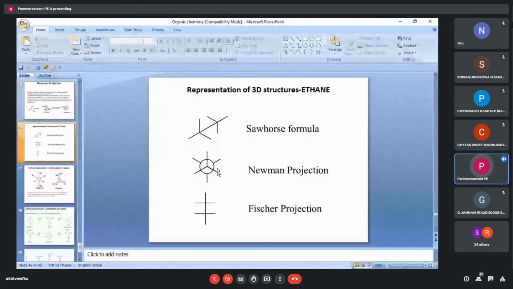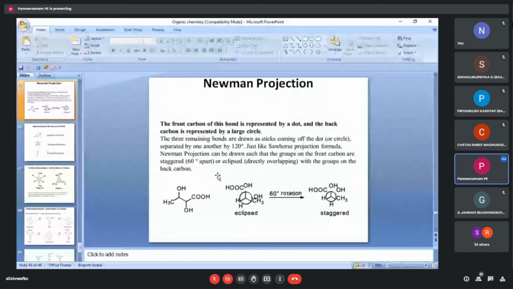What about the Newman projection? The front carbon of this bond is represented by a dot. We put a dot for the front carbon, and the backside carbon is a circle. The three remaining bonds are drawn coming out of the dark circle, separated by another 120 degrees.